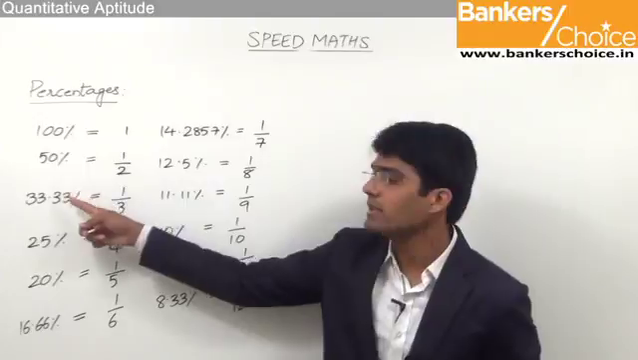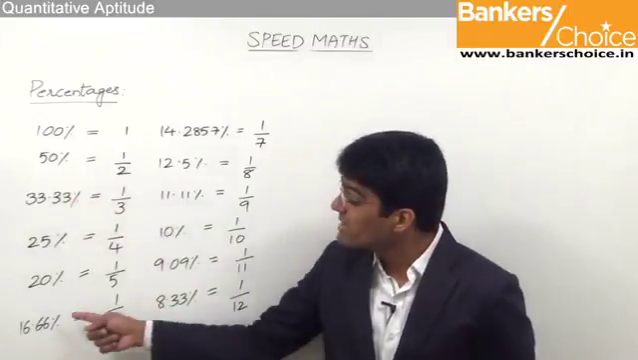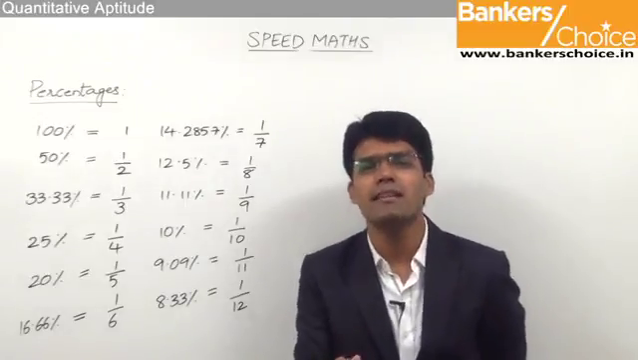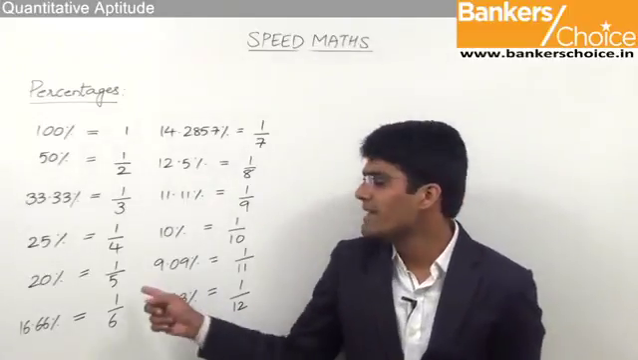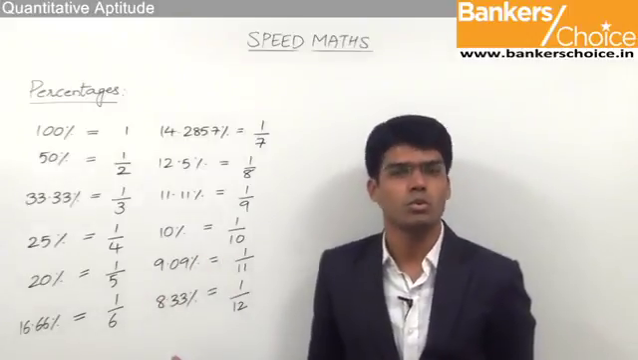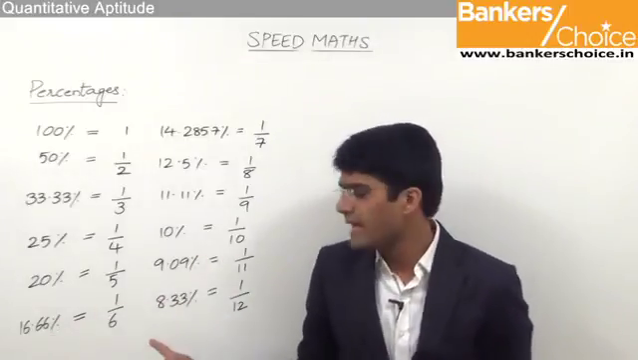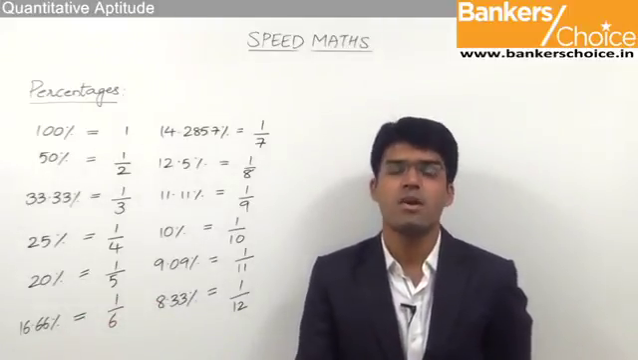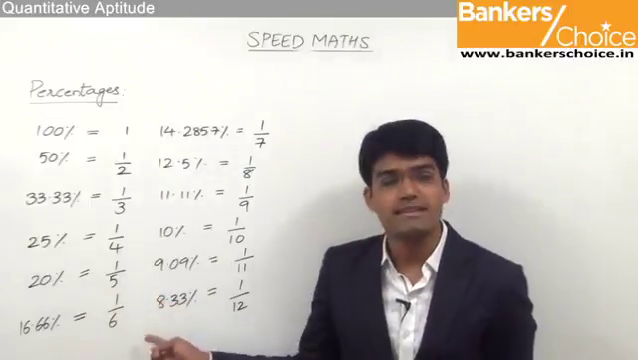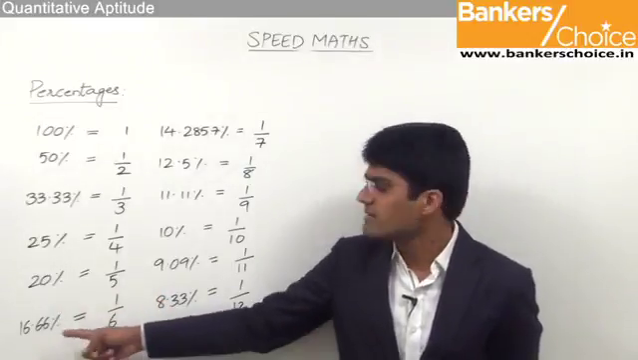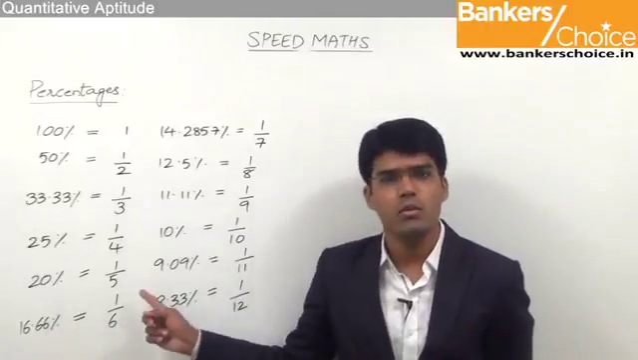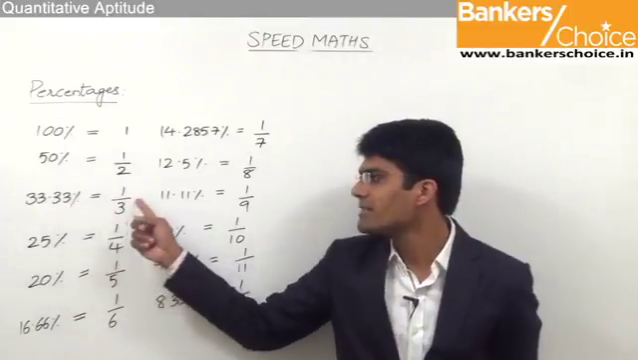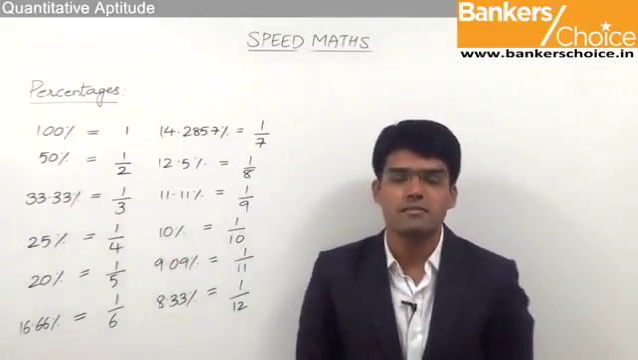That we already know. 33.33 is 1 by 3. Multiply both the sides with 3. 16.66 into 3 will give us 49.99. That can be taken as 50%. And 1 by 6 into 3 is 3 by 6, 1 by 2. 50% is 1 by 2. Next, when we multiply both the sides by 4, we get 66.66%. 66.66% here is 4 by 6. Why? Because that is multiplication with 4. 66.66% will be equal to 4 by 6. 4 by 6 is 2 by 3. From this particular percentage, we already know that 66.66% is 2 by 3.